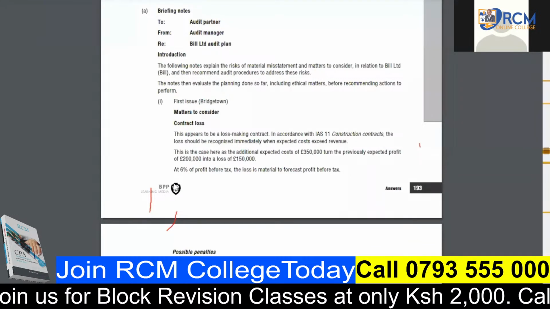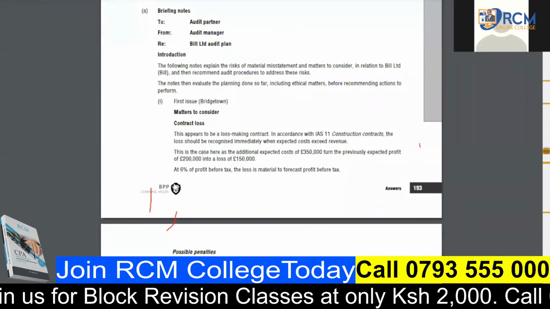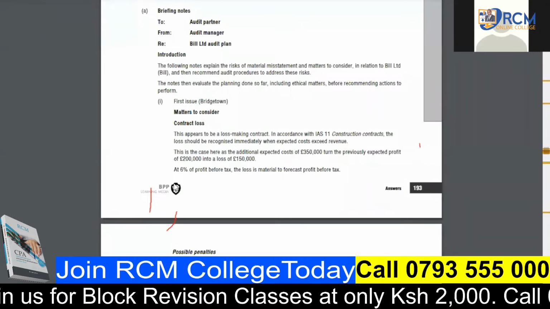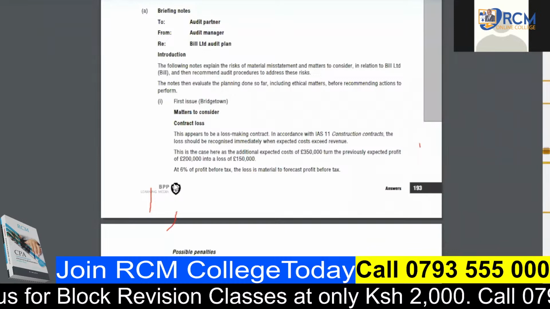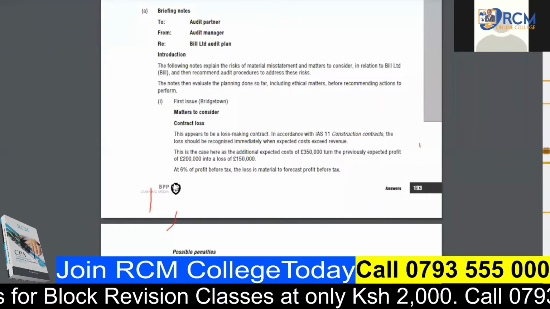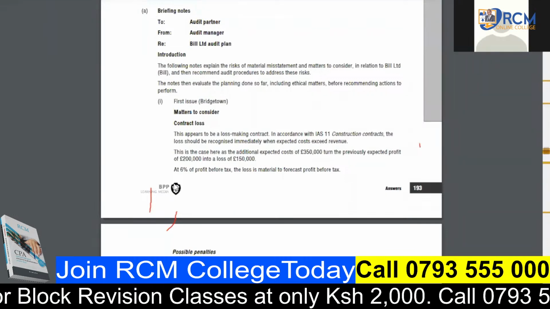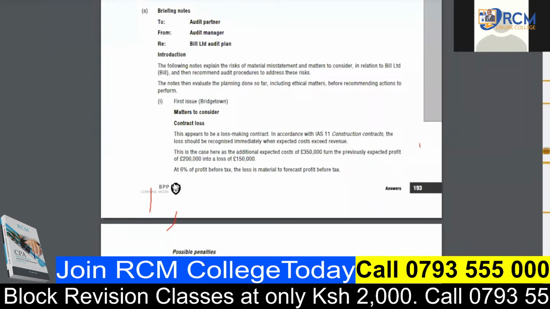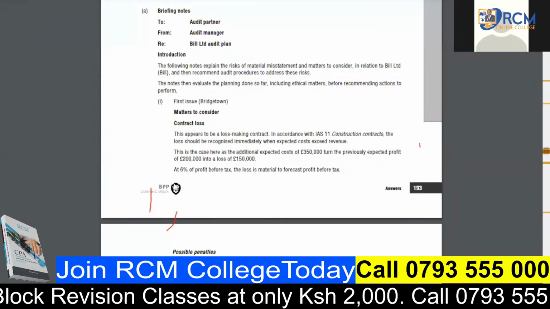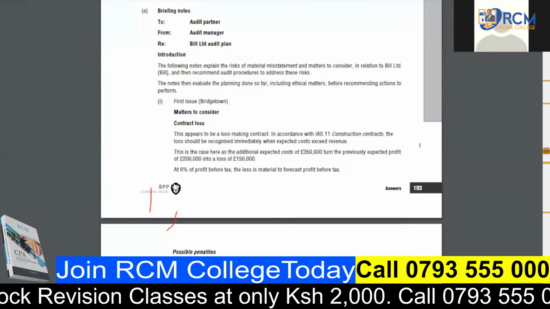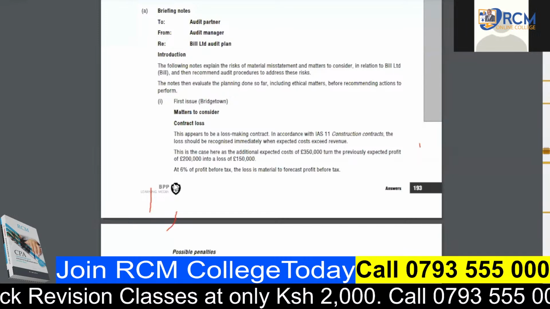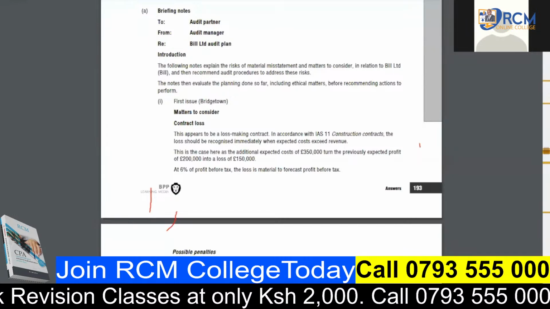Possible penalties: the contract will be completed 2 months late. This may result in penalties being incurred by Bill for the late completion. This should be provided for in accordance with IAS 37 Provisions, Contingent Liabilities and Contingent Assets. Possible management bias: Alex and Ben plan to sell the company in the next 2 years and therefore may seek to increase its value. Of course, you know that.